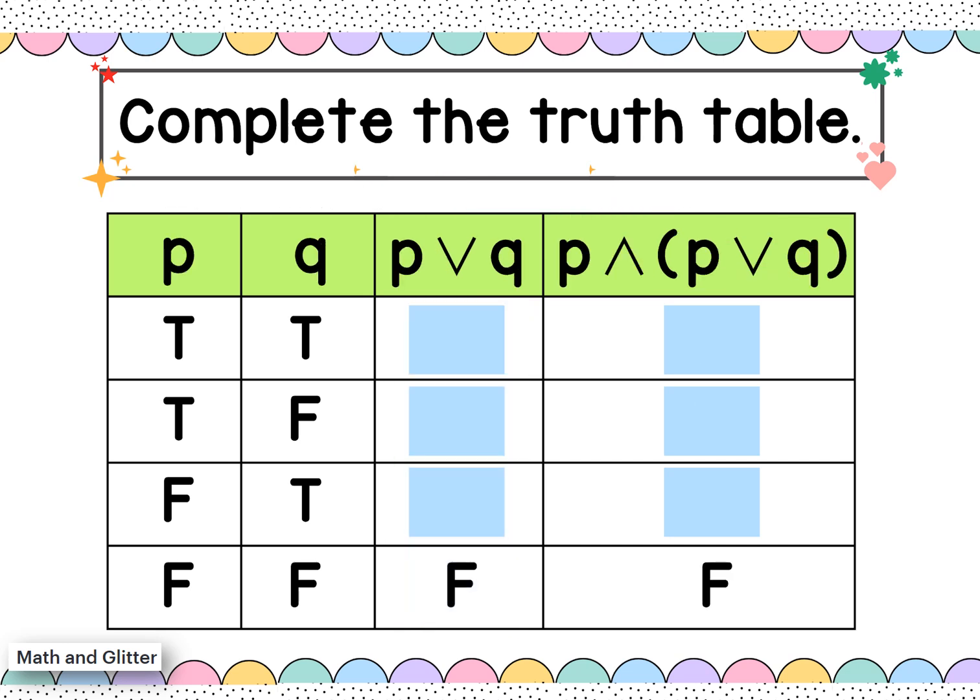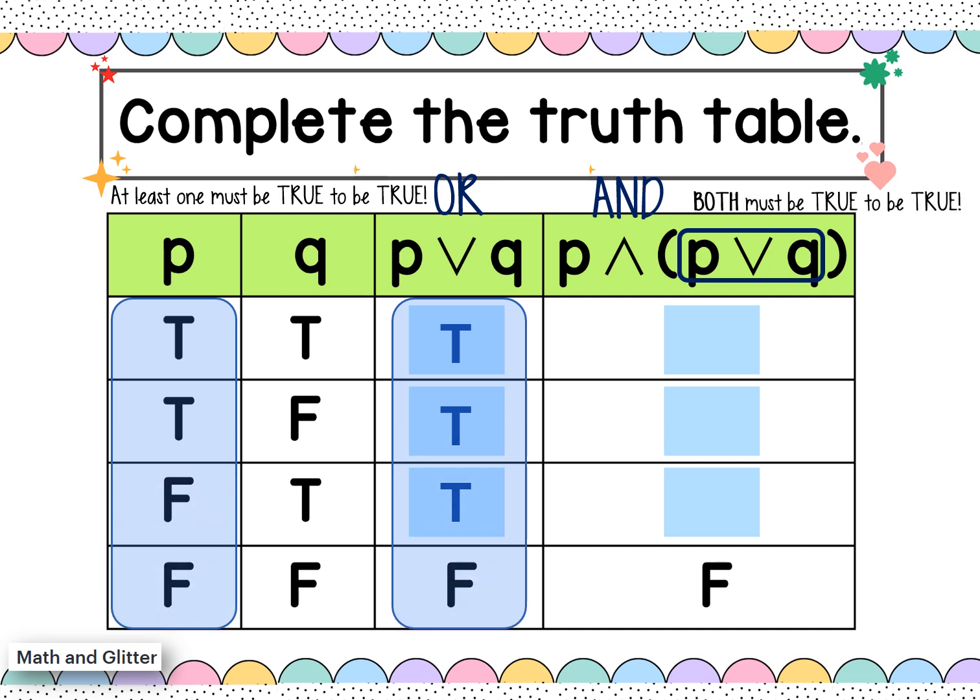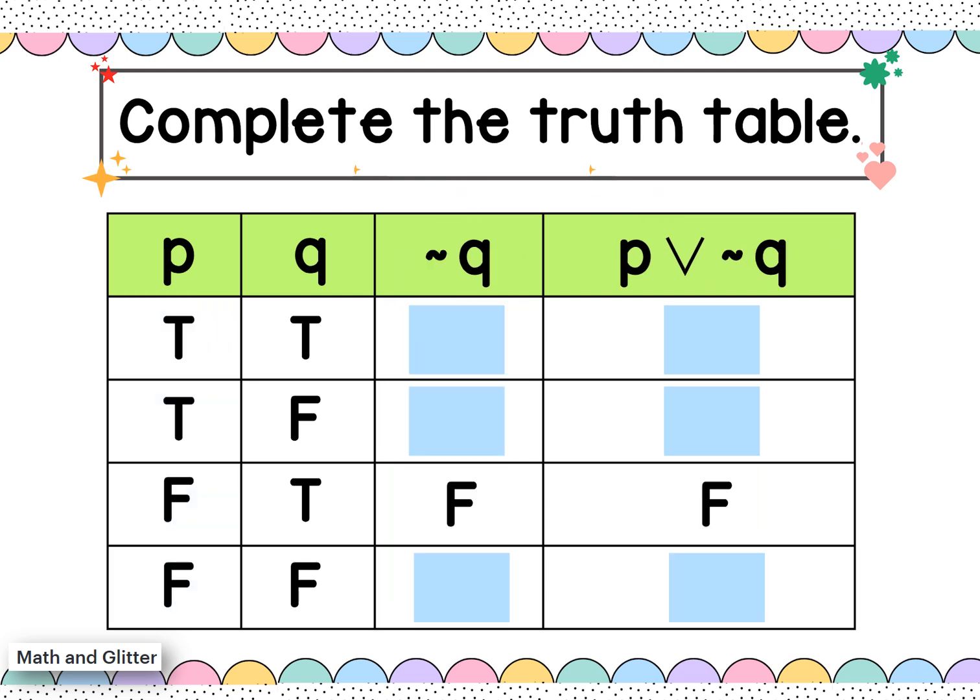Let's do another one. We have our P's and our Q's and their truth values already there. This is an OR. At least one needs to be true. So all three of these are going to be true. And then we're taking that and we're doing a conjunction with the P. So those two columns are what we're looking at, and both must be true to be true. So that first row is a true, but then we have a false and ended up with a false already at the bottom.